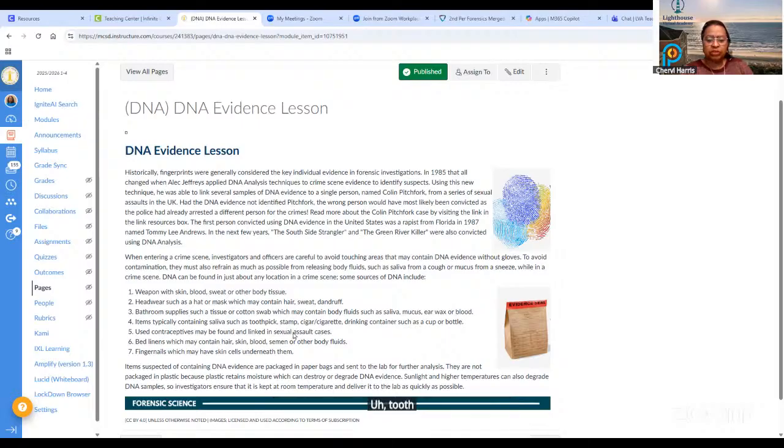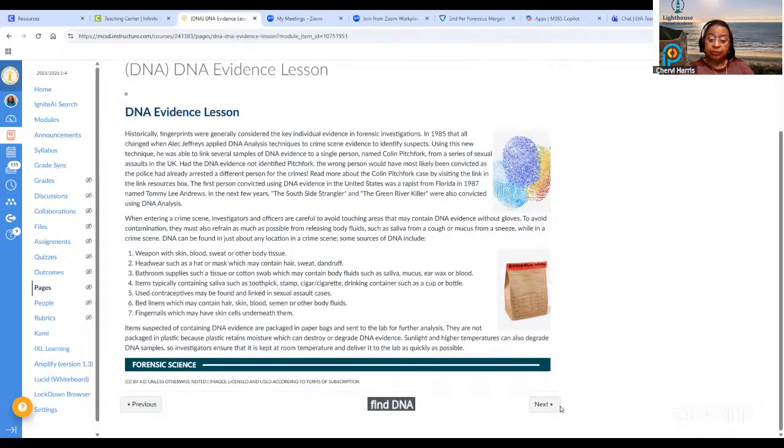Toothpicks, cigarettes, contraceptives, the linen on the bed, what you leave behind in the bed, fingerprints, obviously, and fingernails. If the person scratched the other one, you'll have cells underneath their fingernails. So all of these are places where you can find DNA evidence on the victim or on the suspect.